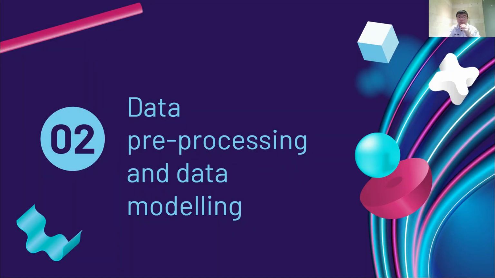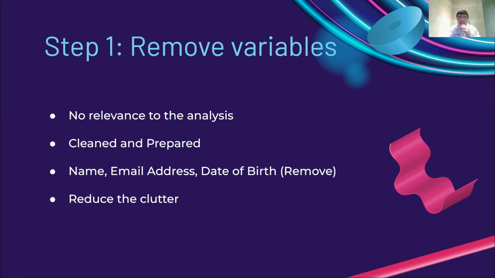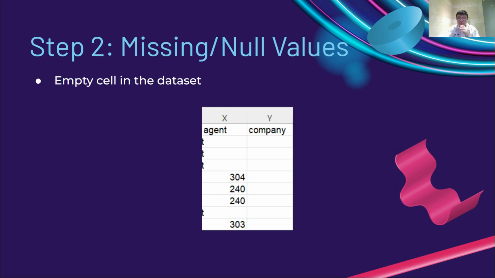Next, the data pre-processing steps and data modeling. One of the first steps to take in data pre-processing is to remove any variables or attributes that provide no relevance to the objective of the analysis. The dataset needs to be cleaned and prepped before any analysis can take place. In my dataset, variables which include anything related to the customer's personal information, such as their name, email address, and phone numbers, will be removed to reduce the clutter in the dataset.